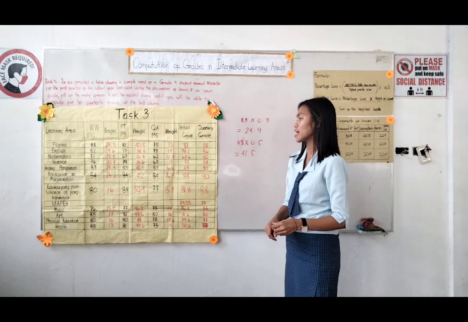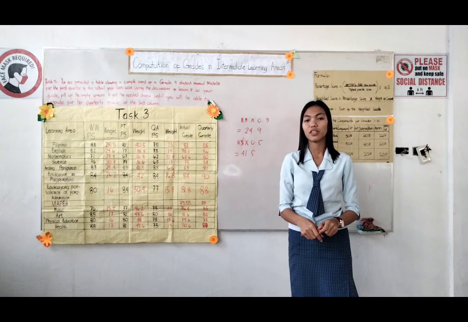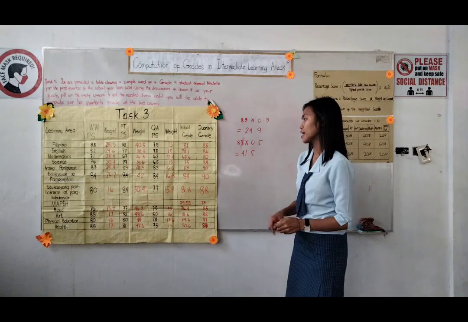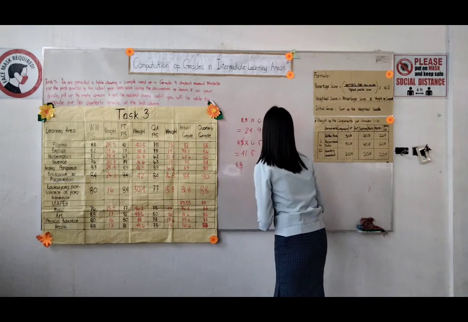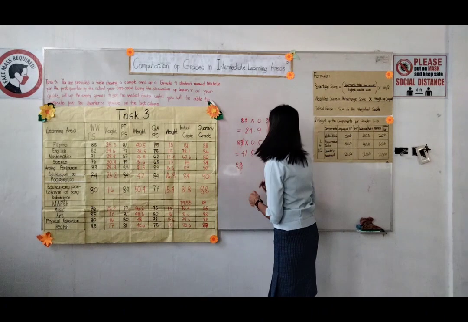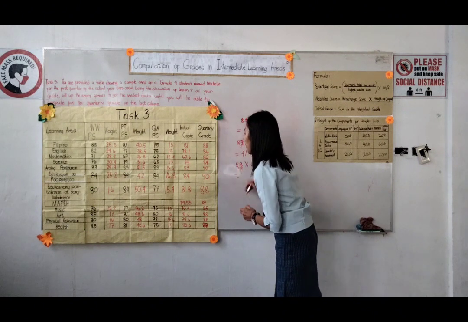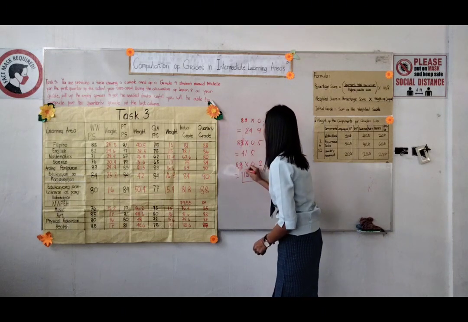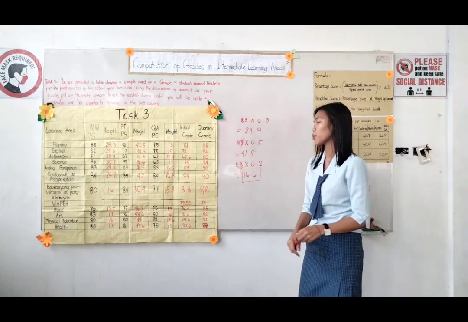So next is the quarterly assessment. The given quarterly assessment in Araling Panlipunan is 83. So in order to get the weighted score in quarterly assessment, we need to multiply the 83 times the weight of component in quarterly assessment in Araling Panlipunan, which is 20%. So 83 times 0.2 is equal to 16.6. So the weighted score in quarterly assessment is 16.6.